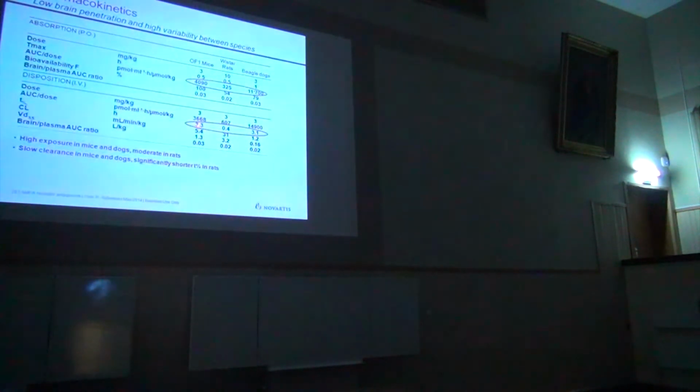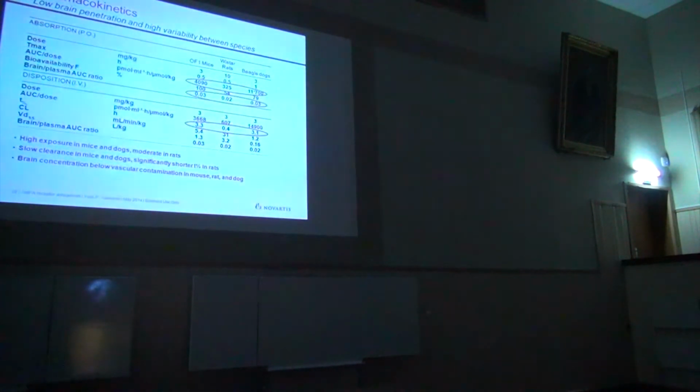The second parameter that is important to know about is the duration of action. We see that it is similar, roughly 3 hours, in mice and dogs, expressed in terms of half-life. It is again eliminated faster in rats, so we will see a short duration of action in rats. These are important parameters to understand, to compare the different models.